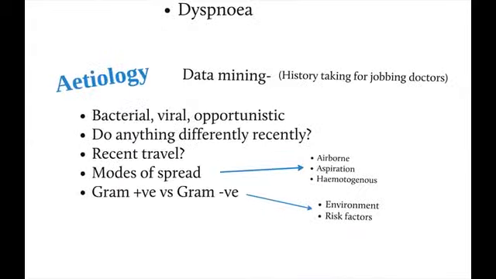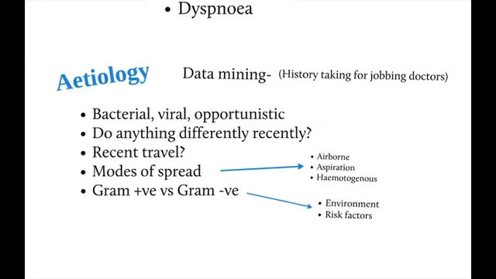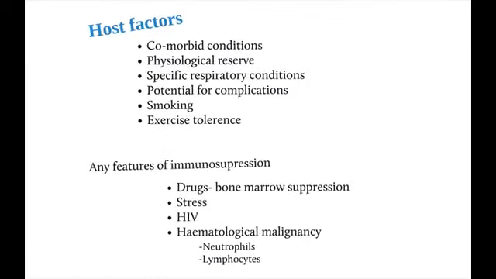Think about host factors. Why has this patient got a pneumonia? Especially in young people, or is it related to chronic respiratory disease? So look at their comorbid conditions. Have they got heart failure? Have they got COPD and pneumonia on top of that? What's their physiological reserve like? And again, that's probably related to their comorbid condition. Any chronic respiratory conditions? Do they have any potential for complications of a pneumonia?